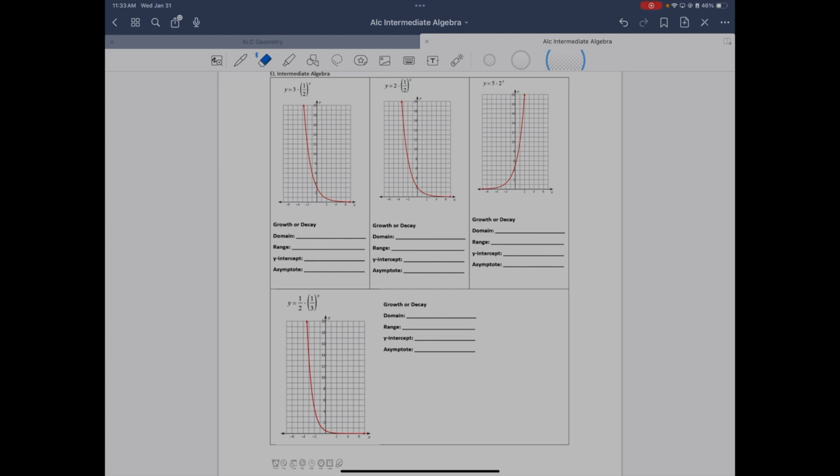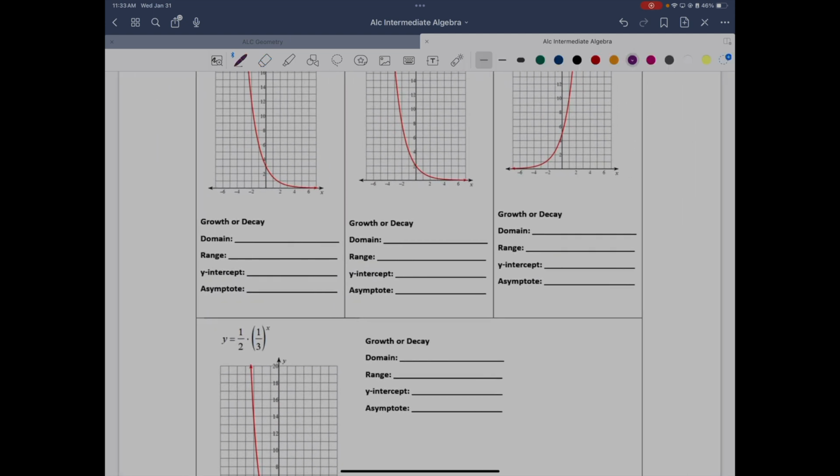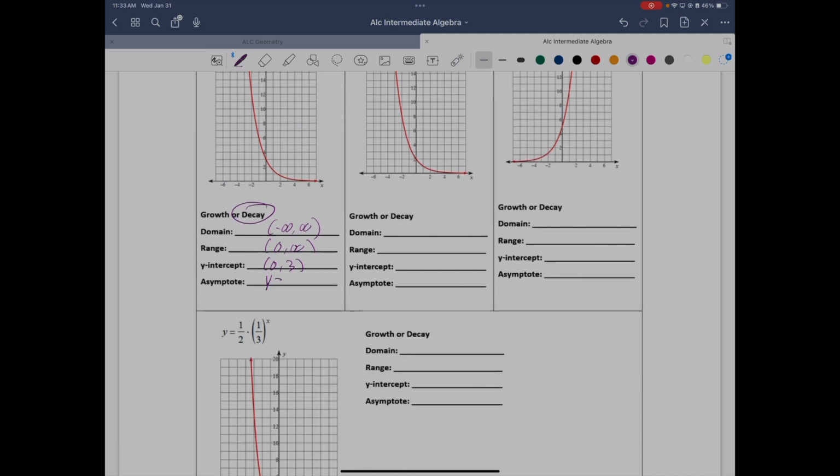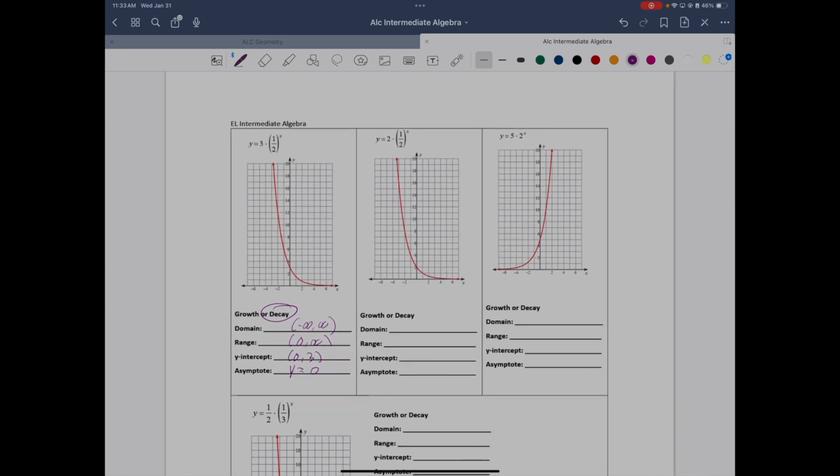All right, let's go through them real quick. First one, growth or decay? Decay. The domain from negative infinity to infinity, the range from 0 to infinity. What's the y-intercept? (0, 3). My a value is 3. Asymptote, y equals 0. Second one, my a value is 2. My b value is 1/2. Domain, negative infinity to infinity. Range, if you look at it, it's from 0 up, so 0 to infinity. Y-intercept? (0, 2). And the asymptote line, y equals 0.